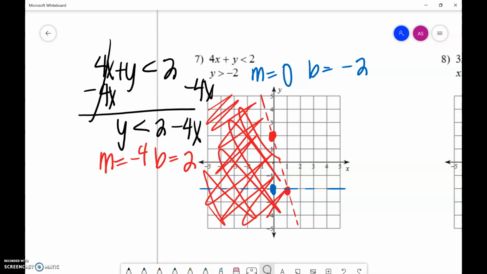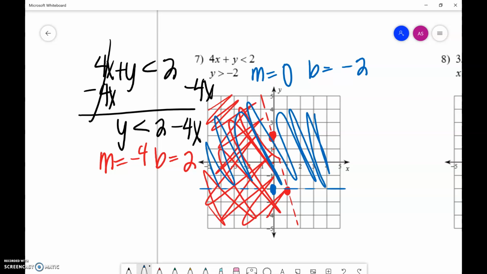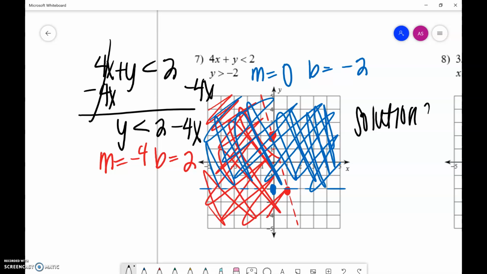And now I want to know, do I shade above or below? So that is a greater than sign. So we're going to shade above that horizontal line. And my solutions, again, they're in a double shaded area. So I'm going to highlight here.